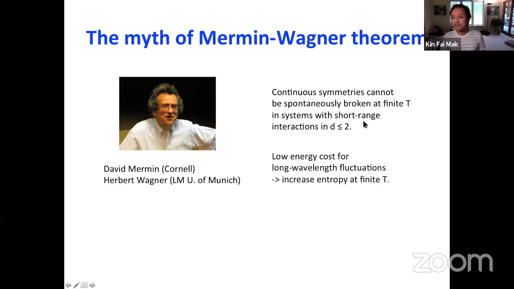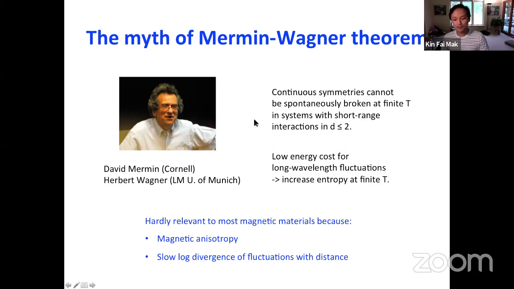Okay, and since short-range exchange interaction is usually responsible for magnetism, we may wonder whether magnetism can exist in dimensionality equal to 2. But it turns out that in reality, I just want to point out that the Mermin-Wagner theorem is hardly relevant, because for almost all magnetic materials you have a certain degree of magnetic anisotropy, so that the condition of a perfect continuous symmetry for the spin system is violated to begin with. And also the degree of fluctuations diverges very slowly with sample size. For instance, it's a very slow logarithmic divergence.